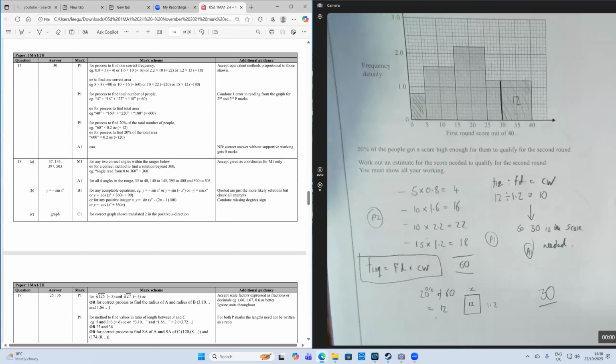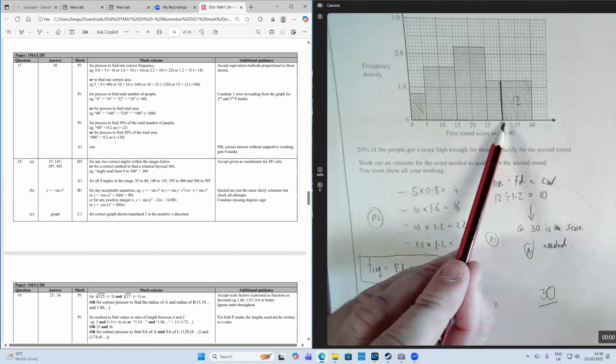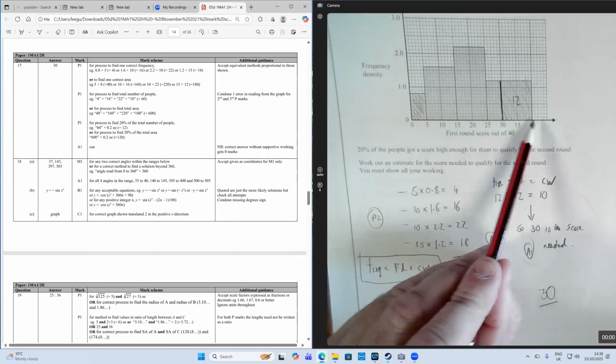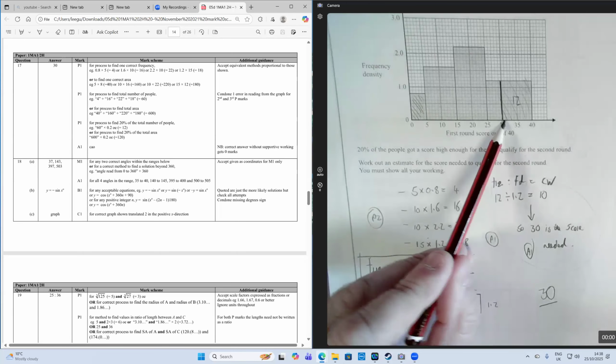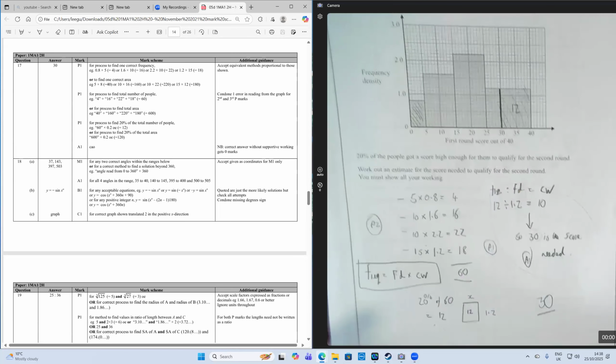Okay, so that's what we're doing here. 12 divided by 1.2 is 10. So the width of this bar needs to be 10. So from the 40 rather, we're going to go back to 30 and draw a line there. Now what this means is that the score you need to achieve in order to qualify to get through to the next round is a score of 30 or more. So 30 is the answer to that question.